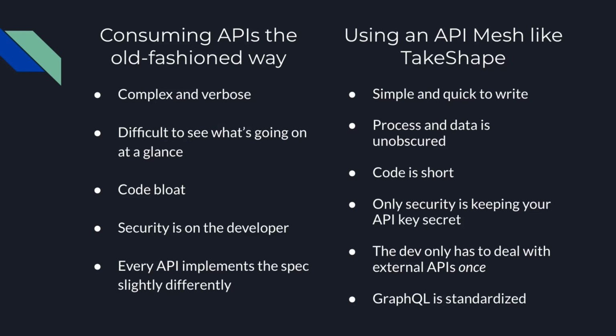But GraphQL, on the other hand, is standardized. It works the same way everywhere. You learn it once, you got it down. You only have to deal with those pesky, inconsistent APIs one time when you're plugging them into this switchboard API mesh. You don't have to deal with that inconsistency ever again. It's like you just learn enough to teach the API mesh what to do, and then you're done.